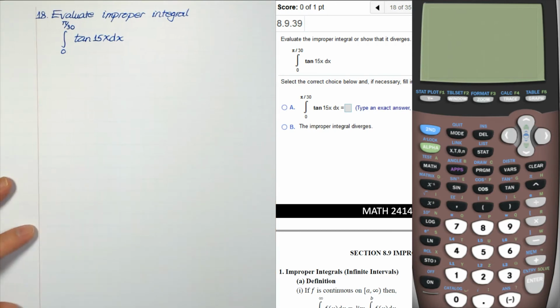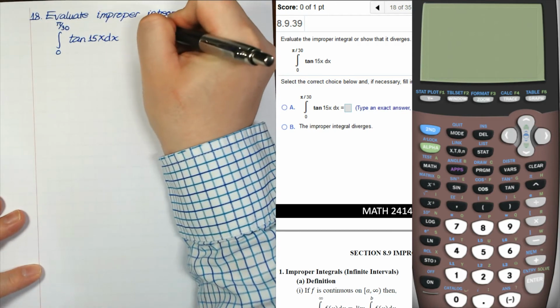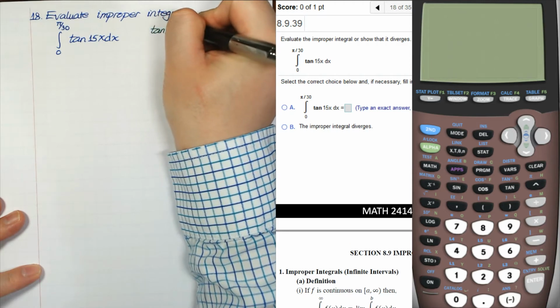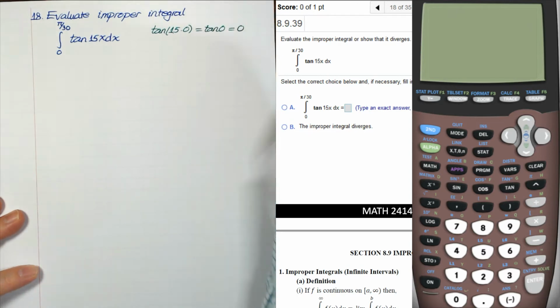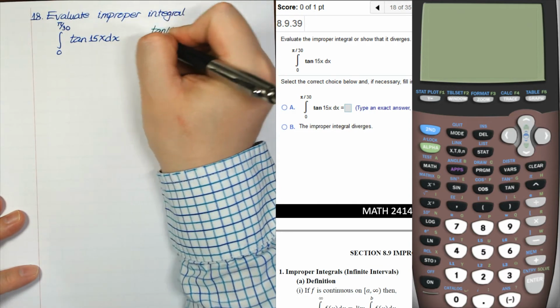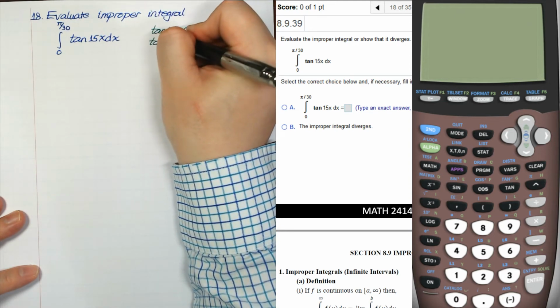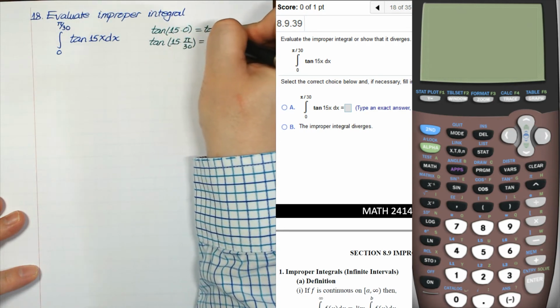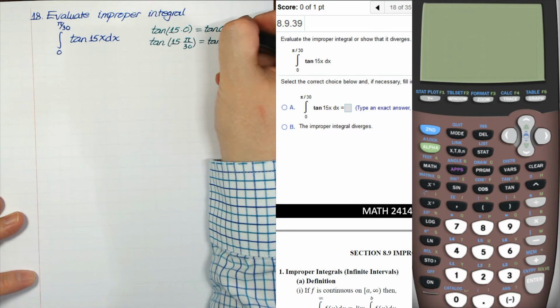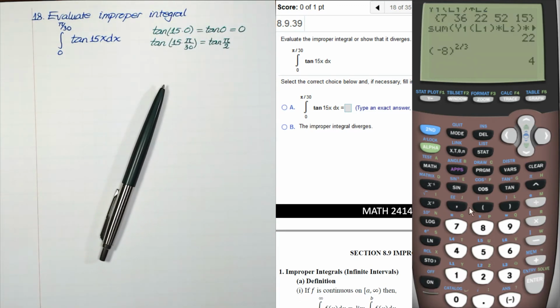Let's put 0 in here. Let's do some quick check. Tangent of 0 is 0, which is fine. Now tangent of, put pi over 30 into it. Right, let's say we still have radians, right? Tangent of pi divided by 2. Oh right, it's undefined.